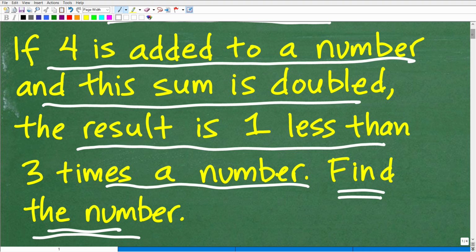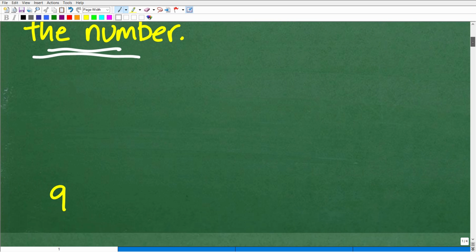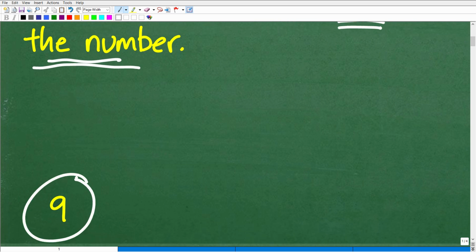What is the number? Well, the number is 9. So that is the solution. All right, so if some of you were looking for some fraction or decimal value, this problem worked out pretty nicely. So it worked out with the solution being 9.